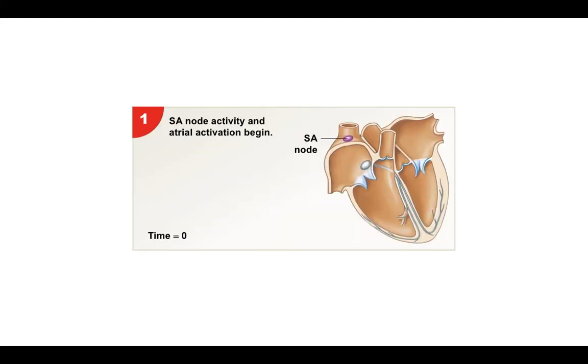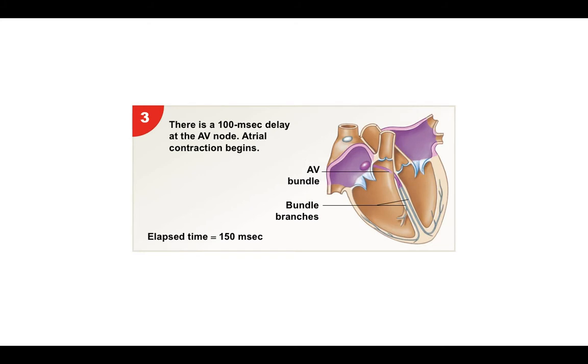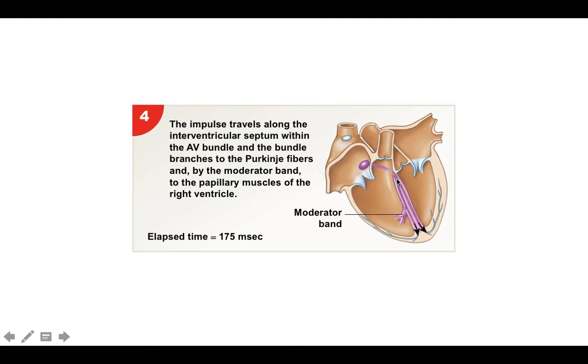So here we go. The first thing, the SA node activity and atrial activation begins. Ta-da! We have electrical activity at the SA node. This flows through both atria and initiates the contraction. As you can see here, atrial contraction begins. From here, the signal moves to the AV bundle, which you can see moves right through here. It's at the bottom of the right atria and moves directly into the septum. From here, it moves into the bundle branches, or the AV bundle.